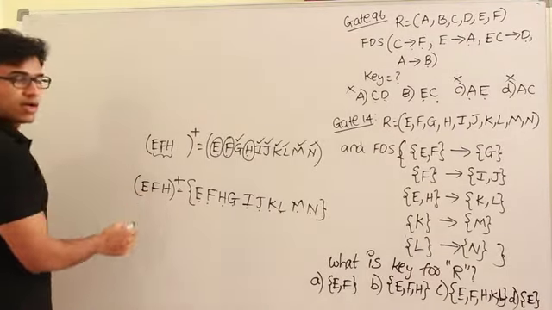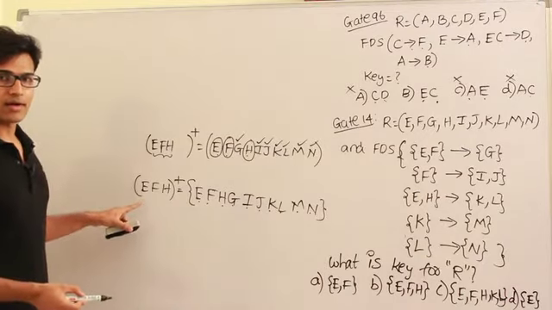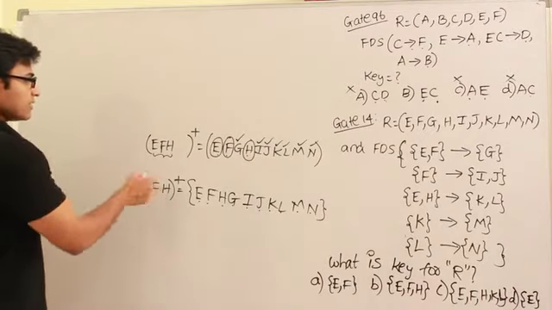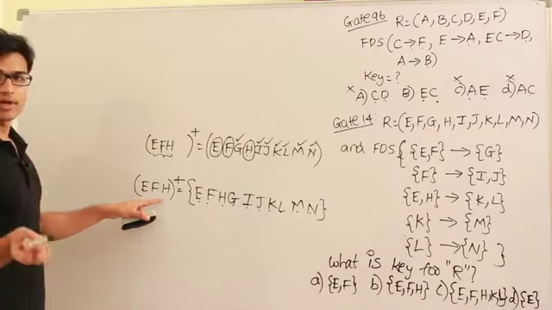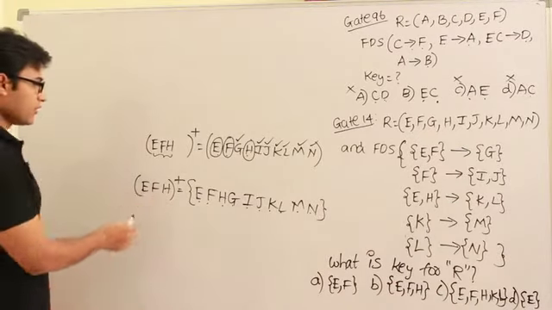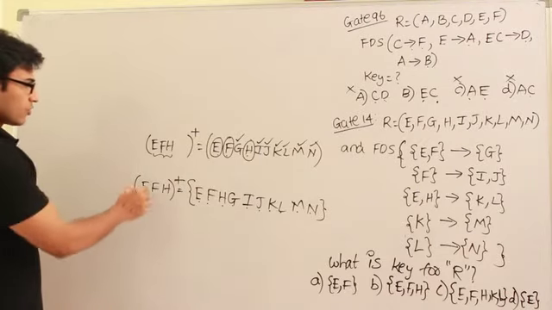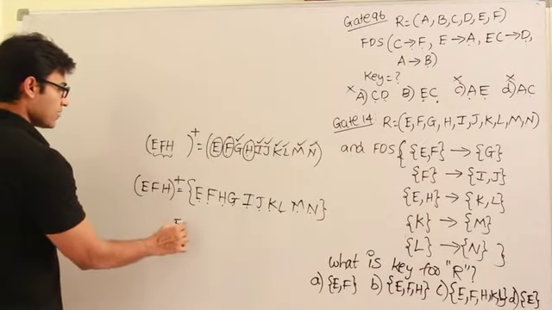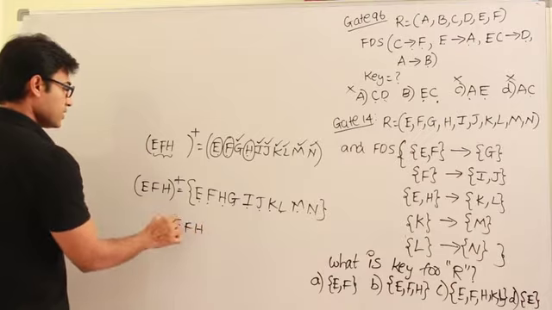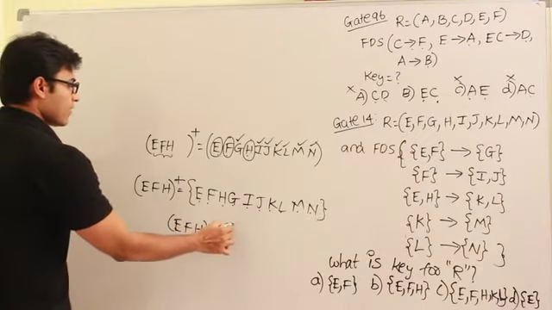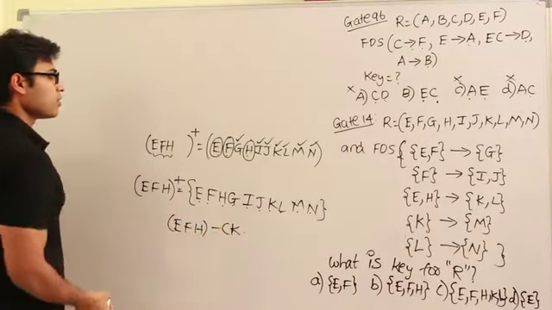It is a key, and moreover it will be a candidate key, because deleting anything from them and again getting a key is impossible, because the only way to get E, F and H is by including E, F and H, right? Therefore this E, F and H is the candidate key. Got it? Now how many other candidate keys will be possible?